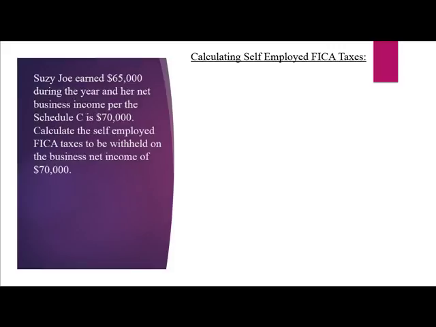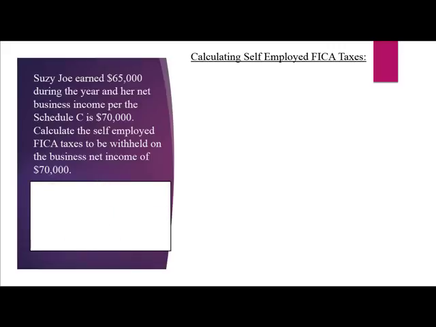An example of calculating self-employed FICA taxes. Susie Joe earned $65,000 during the year, and her net business income per the Schedule C is $70,000. Calculate the self-employed taxes to be withheld on the business net income of $70,000. The facts: annual salary $65,000, net business income $70,000.